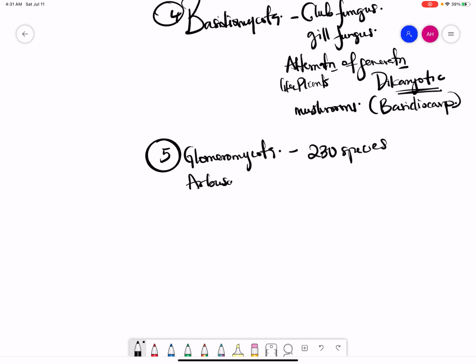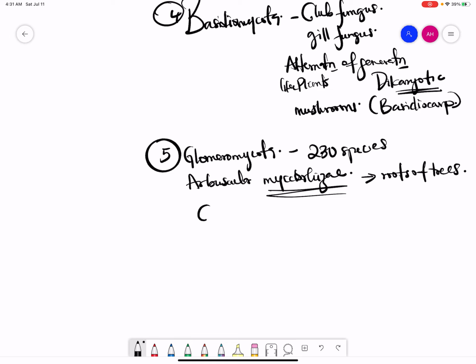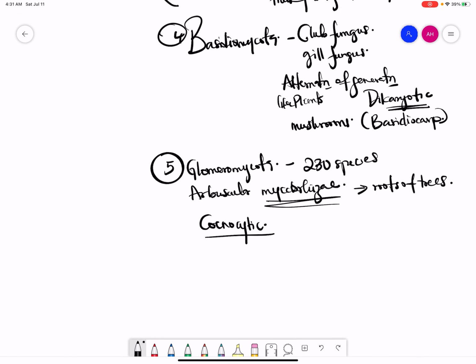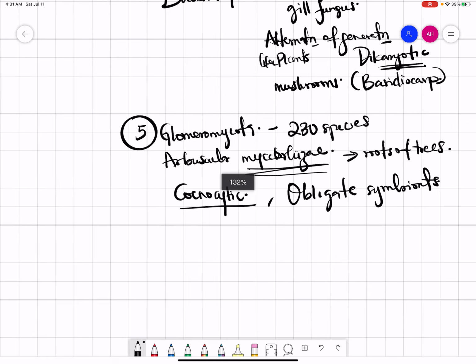call arbuscular mycorrhizae. These are the mycorrhizae formed with the roots of trees, and they help form mutualistic relationships between trees and fungi. They are also coenocytic and not septate like Basidiomycota and Ascomycota. Very importantly, they're obligate symbionts. They will not survive outside their relationship with plant roots.